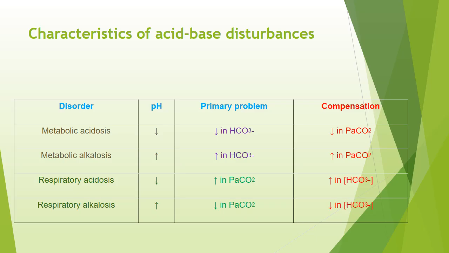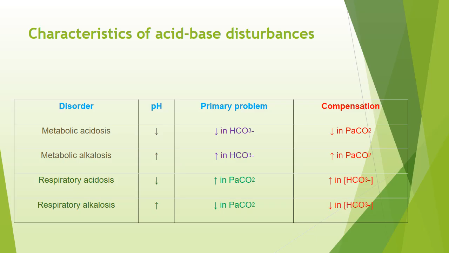We are going to look at the characteristics of acid-base disturbance. In the first column, we are going to see the disorders of metabolic and the respiratory. Then we are going to see how the pH changes and the primary problem in each disorder, and how the compensation occurs in acidosis and the alkalosis. The body compensates in two ways, by the respiratory system or by the kidney.